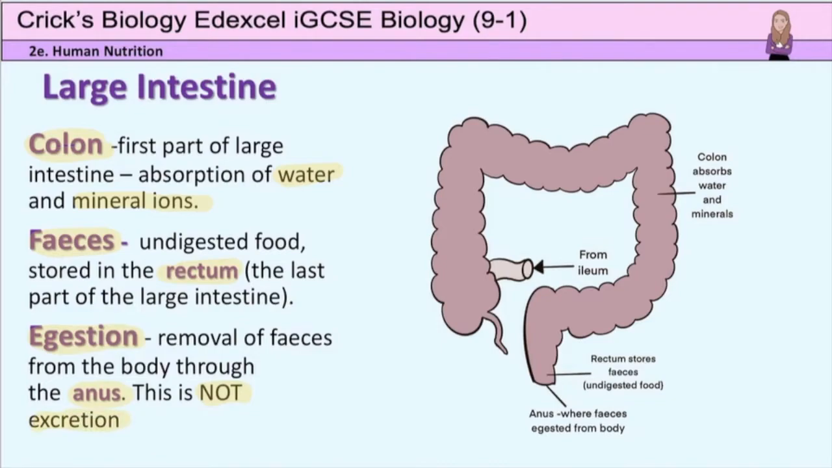Excretion is the removal of metabolic waste from the body. The undigested food making up faeces has not entered your cells and so has not been involved in chemical reactions in your cells. Therefore, it is not a metabolic waste. It has just passed through your body through a series of tubes. Therefore, the removal of it is called egestion.